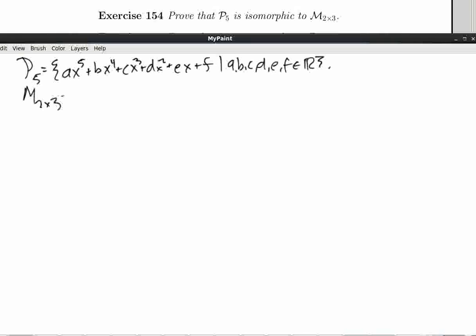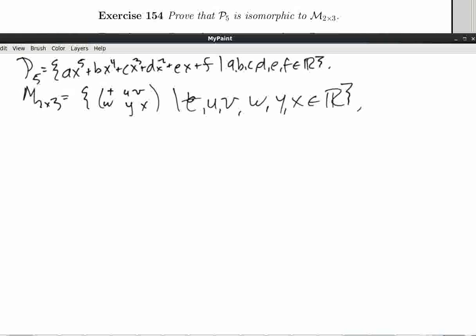M2x3 is equal to all the sets of matrices with entries t, u, v, w, y, x, 2 rows, 3 columns, such that t, u, v, w, y, x belong to the real numbers.